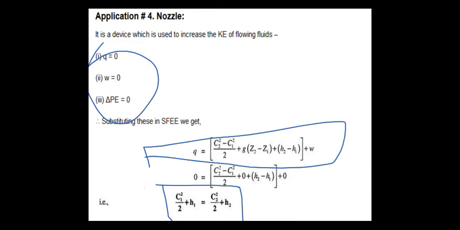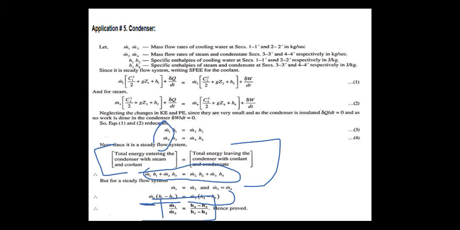This is for the nozzle. For the nozzle, we only consider kinetic energy, because of the change in velocity between entrance and exit. And for the condenser we have discussed.